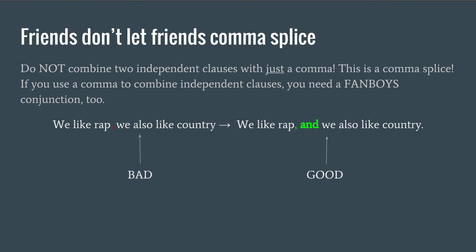So on the left-hand side, we have the bad example. We like rap, we also like country. 2 independent clauses in there. We can't just smush them together using a comma. Got to use a comma and a FANBOYS conjunction. So I've done that on the right-hand side. We like rap, comma, and we also like country. That is good. That is not a run-on sentence.